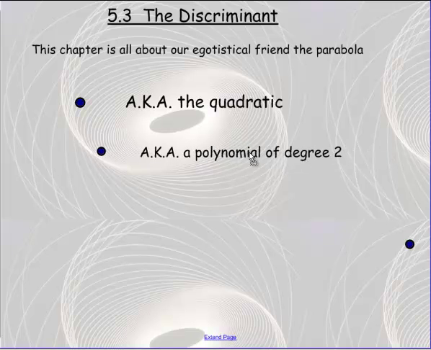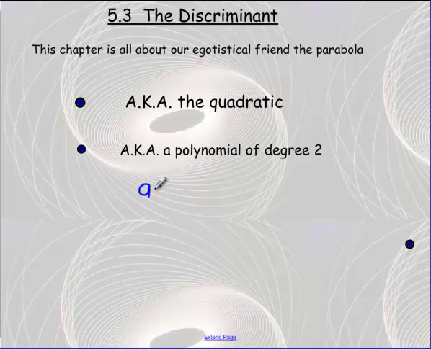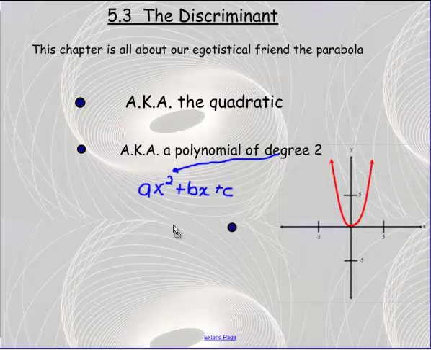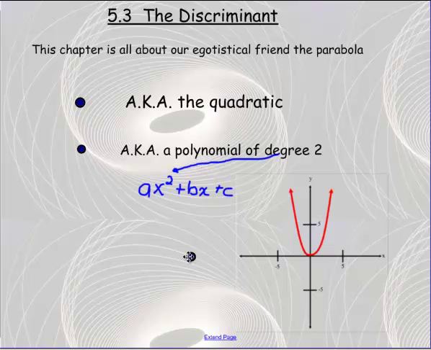It's also known as a polynomial of degree 2 because it is ax squared plus bx plus c. Its highest degree is 2, so that makes it a polynomial of degree 2. And this is what its mugshot looks like. So we're going to study all about this little curve in this chapter, and we're up to the second part, the discriminant.